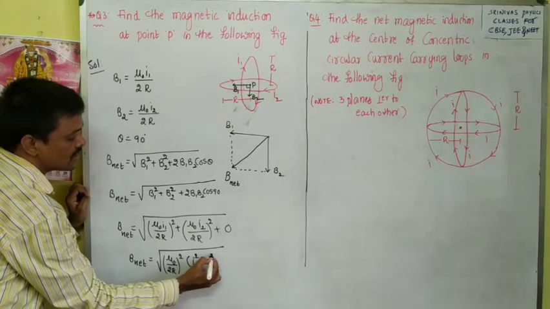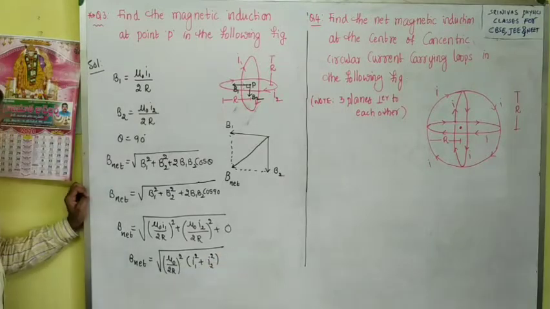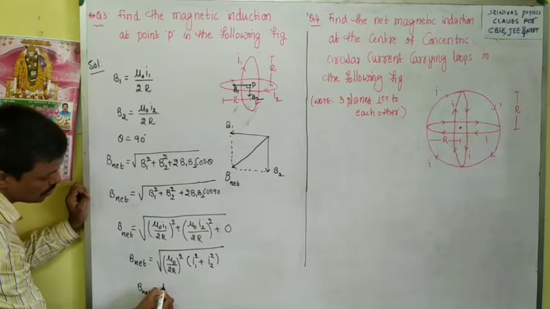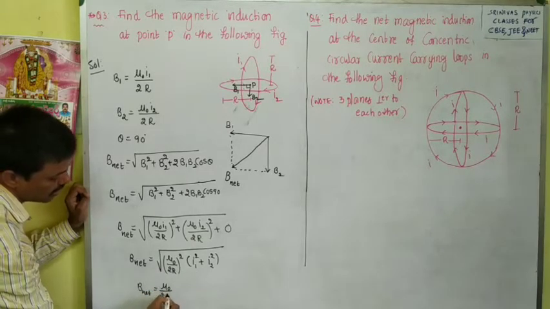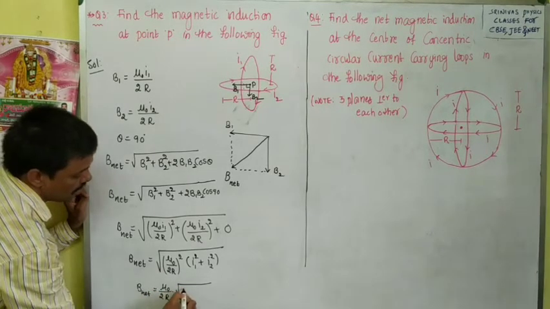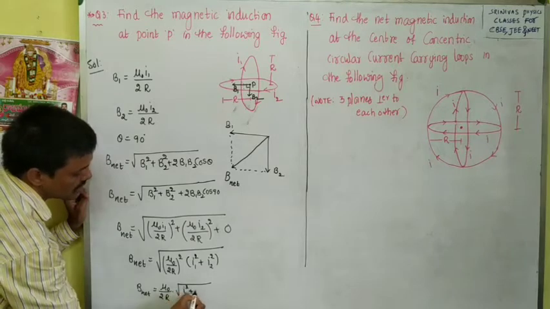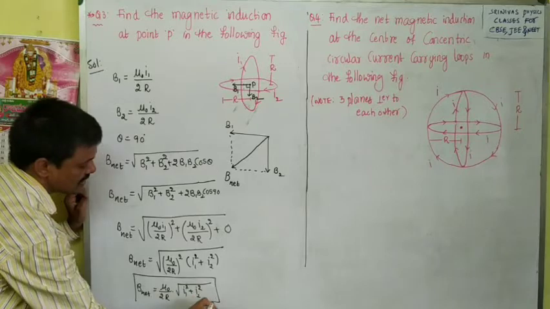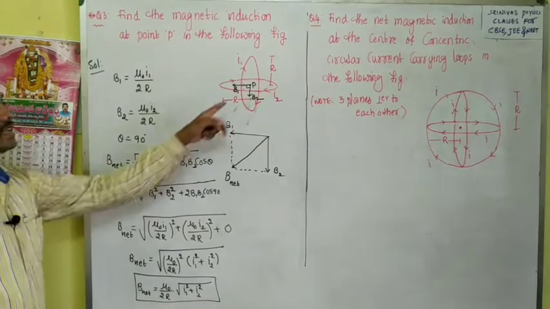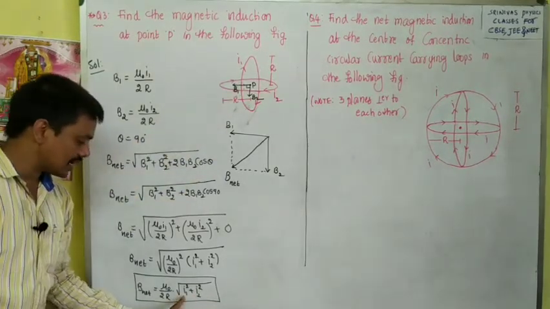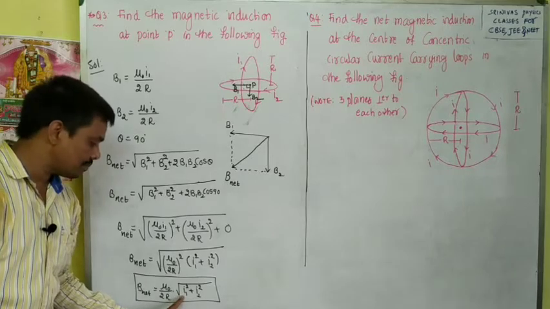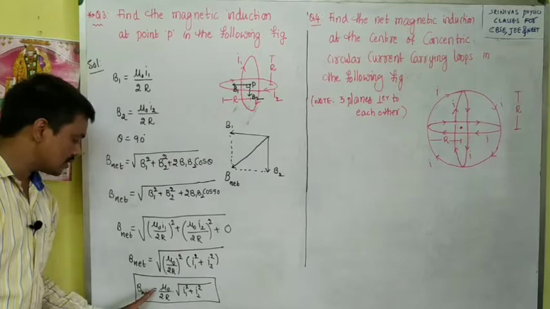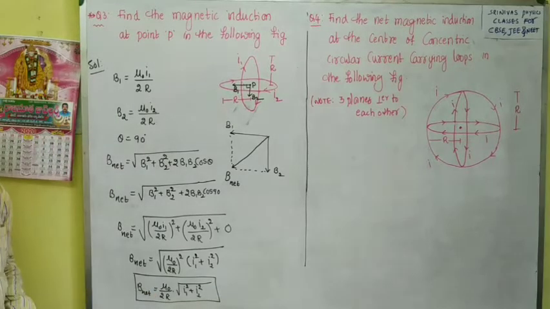I2 square remains. Then the final answer is net magnetic induction equal to mu naught by 2R under root of I1 square plus I2 square. This is the formula we are getting. If they carry the same current, then I1 is I and I2 is I. Then we get root of I square plus I square, which is 2I square, so the net is root 2 into mu naught I by 2R.